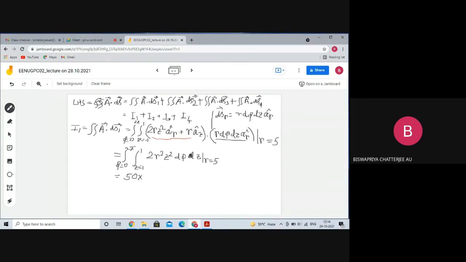If you integrate d phi, it will be 2 pi if you put limits, and if you integrate z square, it will be z cube by 3. If you put your limits, it will be 2 by 3. So altogether it will be 200 pi by 3. That is the answer. The integration of this first surface is 200 pi by 3.